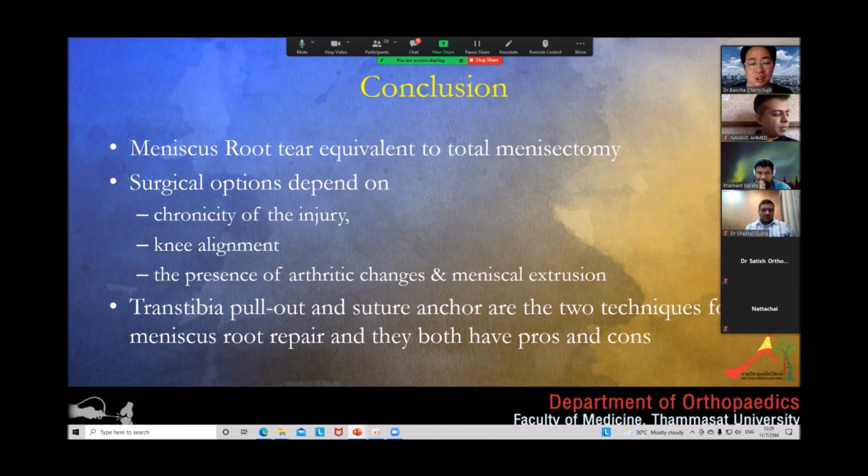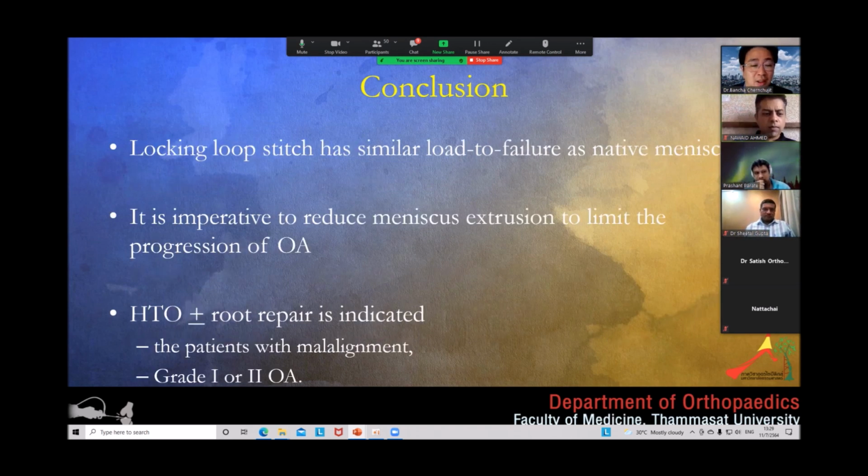Root tear is important. Try to fix it as soon as possible, because a root tear is the same as a total meniscectomy. The surgical option depends on the chronicity of the injury, the knee alignment, and the presence of arthritic change or not. I prefer the suture anchor for the root repair, and I prefer to reduce the extrusion. If there is too much axis deviation, we need to do additional surgery like HTO.